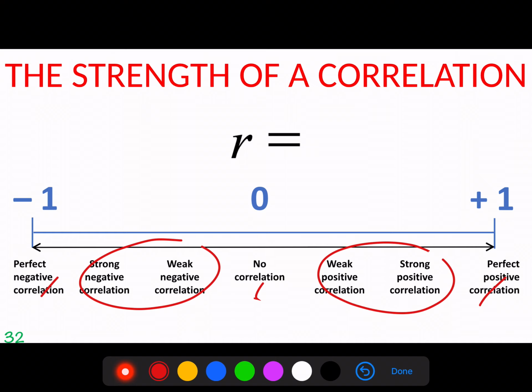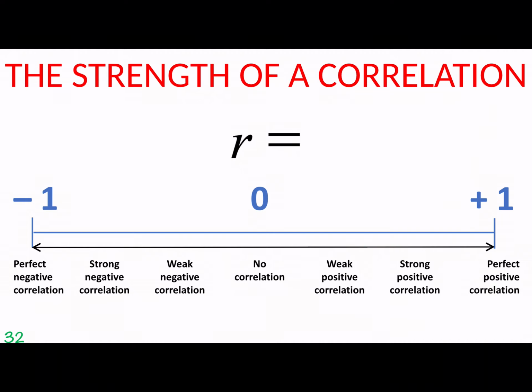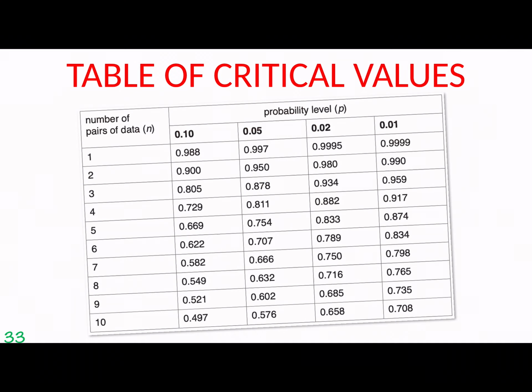Our R value, of course, was up here, 0.98. That's a very, very, very strong positive correlation, which is not surprising because we could almost see that from the graph itself. But this is all semi-quantitative, sort of judgment-based. How do we get a bit more objective with our maths? Well, that's where a table like this comes back into play.